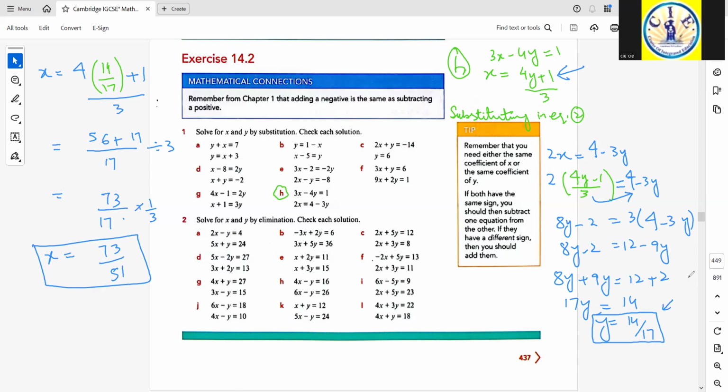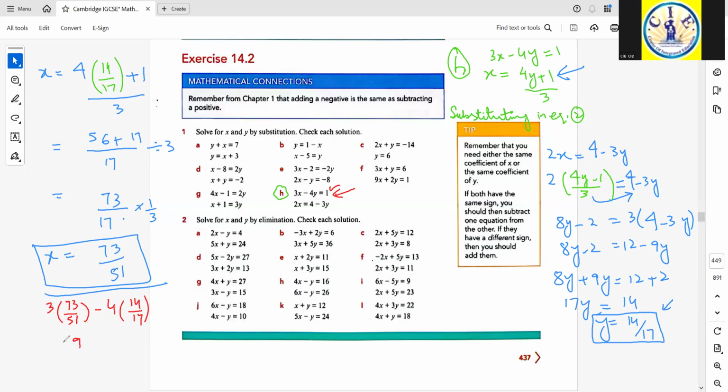So this is how we need to solve these simultaneous linear equations by the method of substitution. For checking purpose, let's check whether the answer that we have calculated is correct or not. Let me replace it in equation number 1. 3 times x minus 4 times y. We need to check whether the answer is equal to 1 or not.